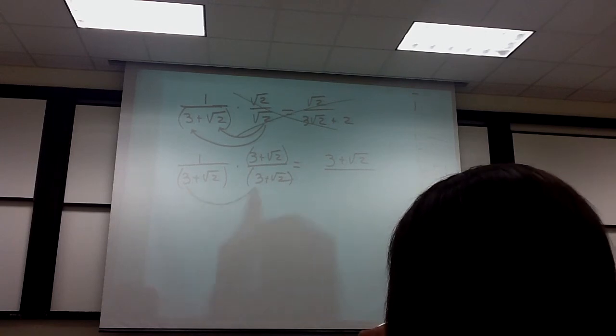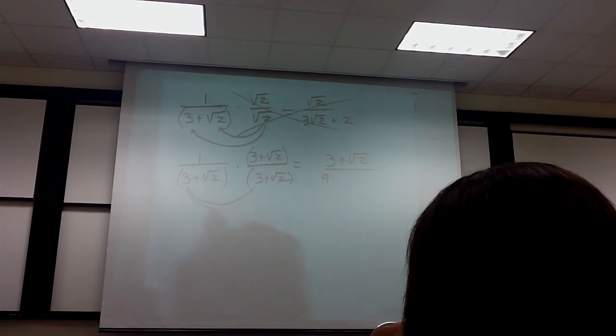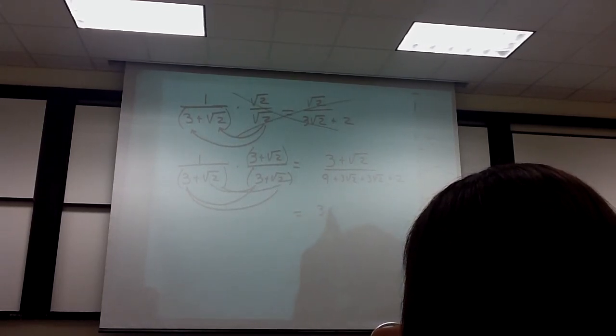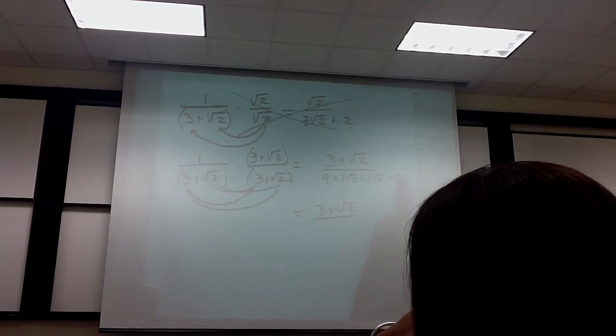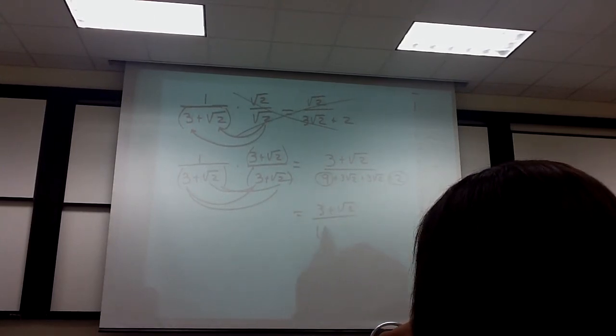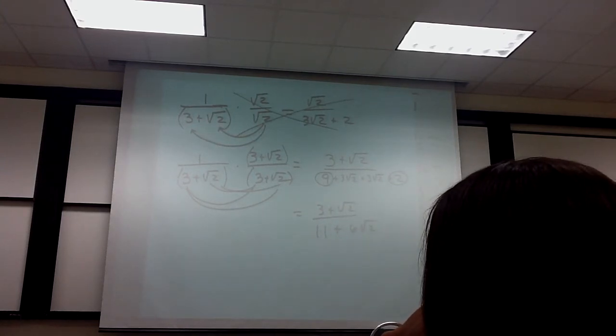Here we go. 3 times 3, that's 9. 3 times square root of 2, that's 3 square root of 2. 3 square root of 2 again. Square root of 2 times square root of 2 is plus 2. Okay, that's 11, plus 6 square root of 2 over... I've still got a stinking radical under my denominator.